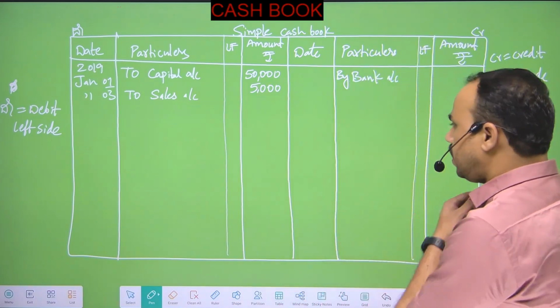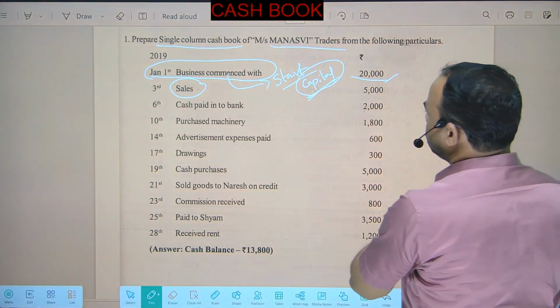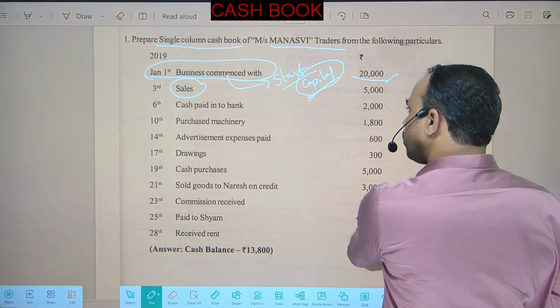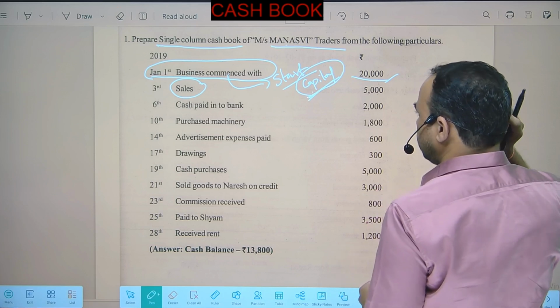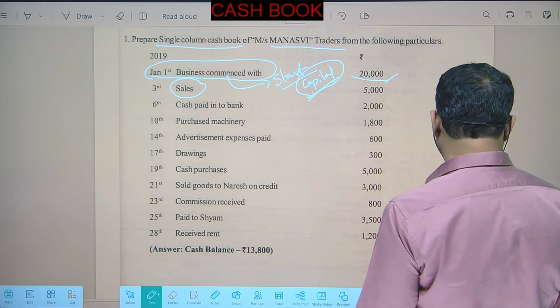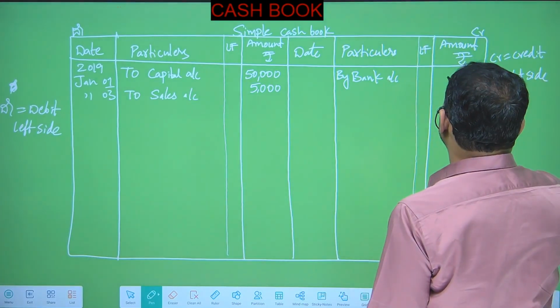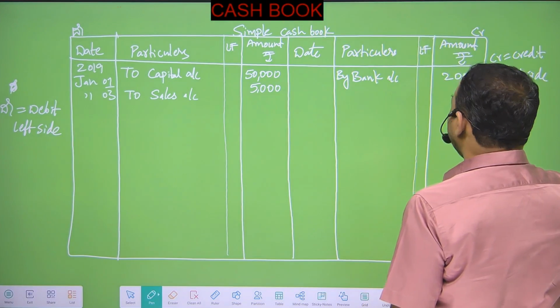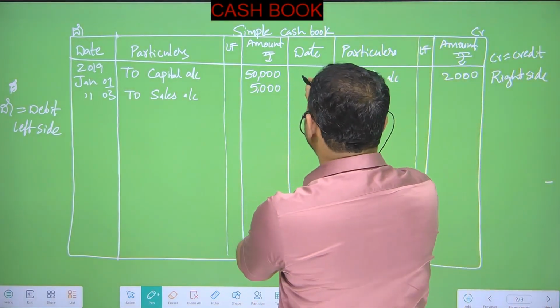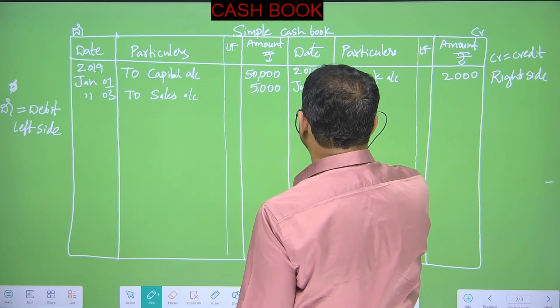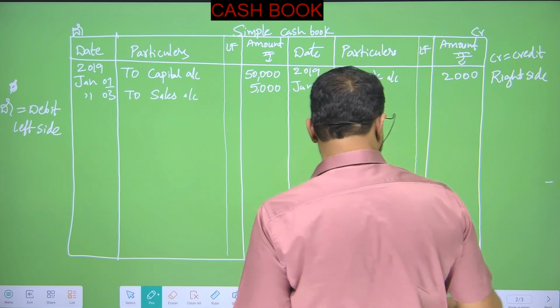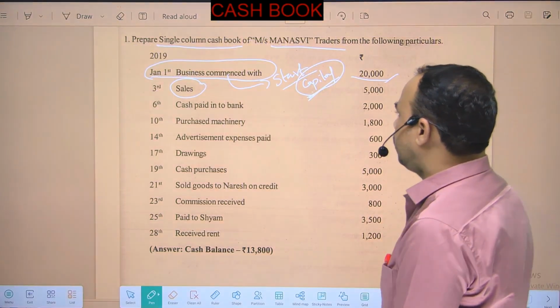How much cash we paid? Cash paid into bank. How much cash we paid here? 2,000. Date 6. Date is 6th, 2019 January 6th. Okay, let's see the next transaction.